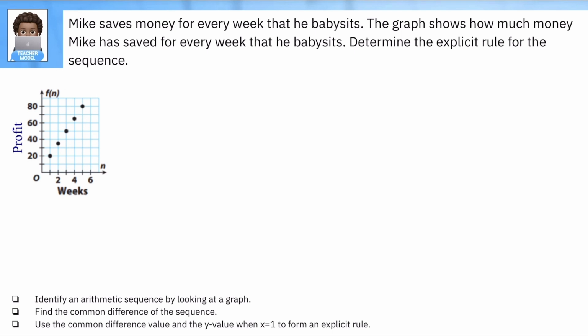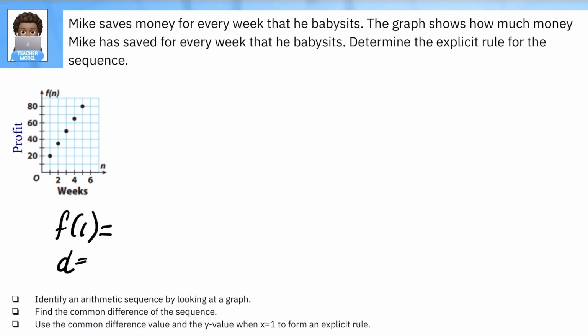All right, let's jump into your guided practice. Mike saves money for every week that he babysits. The graph shows how much money Mike saved for every week that he babysits. Determine the explicit rule for the sequence. All right, hit pause and again try to identify what is f of 1 and what would the common difference be.